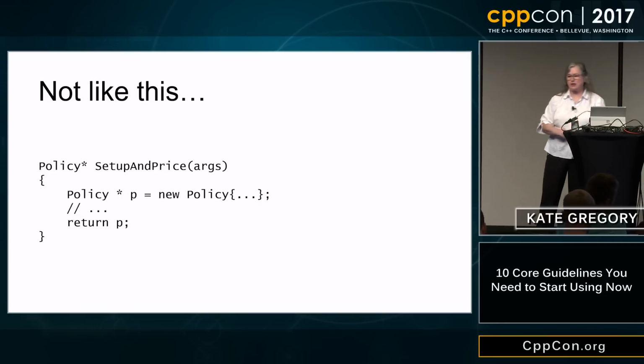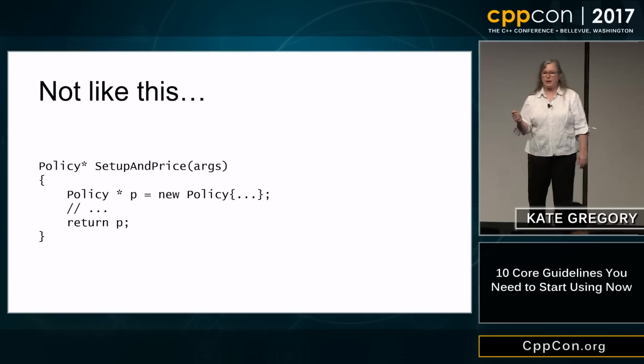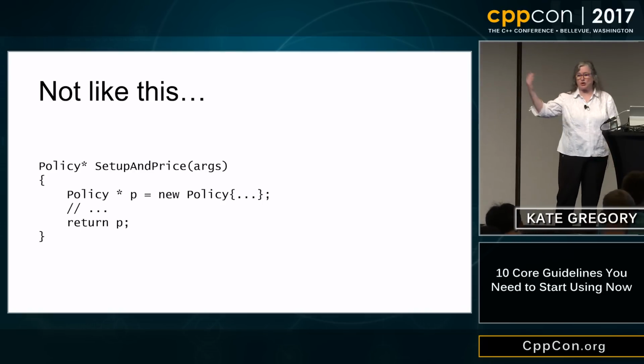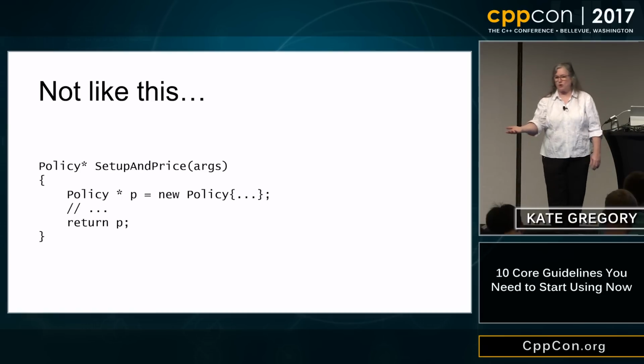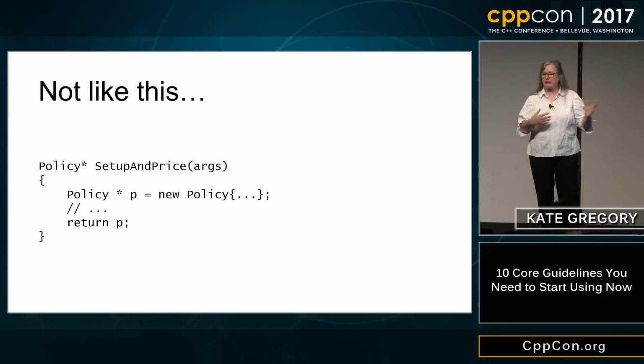What it doesn't want you to do is this, and I think we've all met this code in our life, right? This thing news up a policy, whatever that is, and returns the pointer, and then its own local copy of the pointer obviously goes out of scope, so this guy's not cleaning this up, and whoever calls it has to know that it's their job to clean it up.